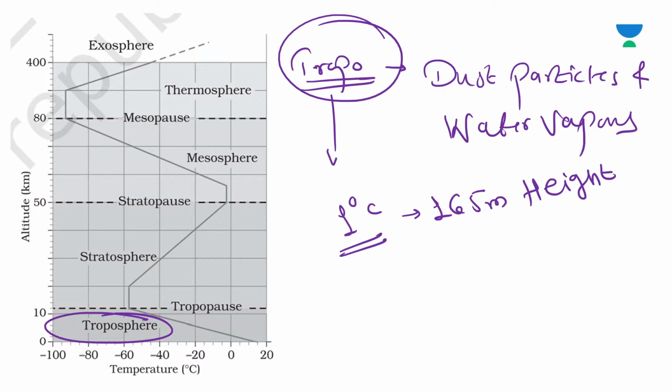and this is the most important layer for all biological activity. Now, the zone separating the troposphere from the stratosphere is known as the tropopause.